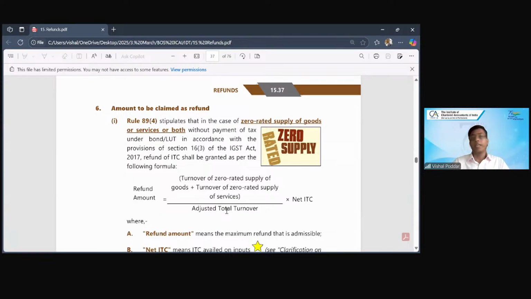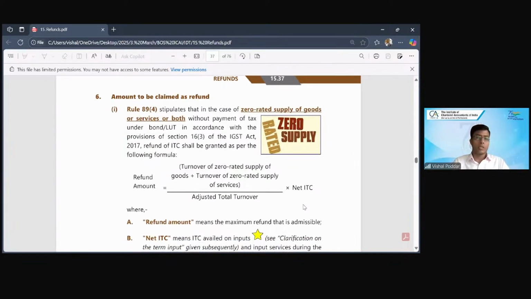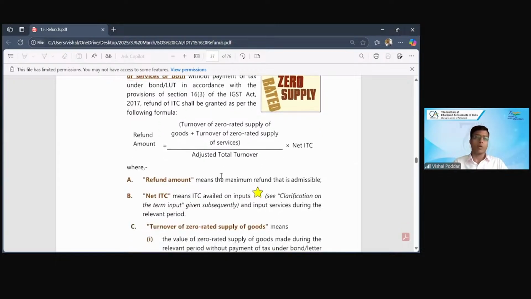And denominator, it is the total turnover. And then multiplied by the net ITC. So this will give you the proportionate ITC applicable or related to your eligible refund outward supply, which in this example is zero rated supplies.